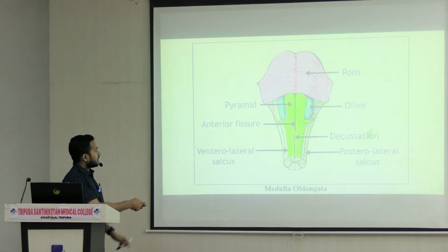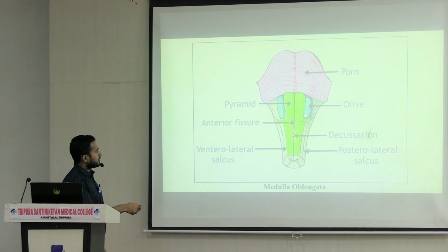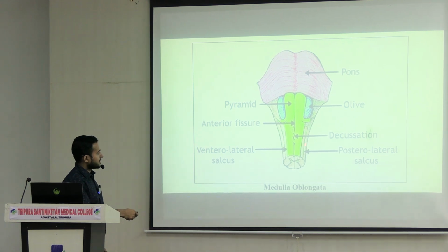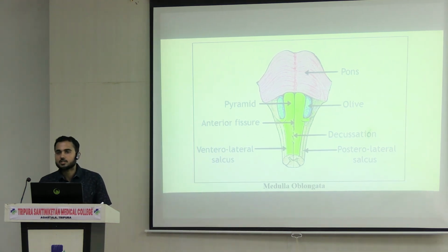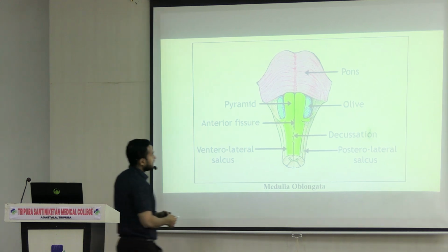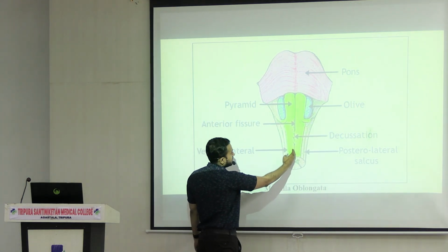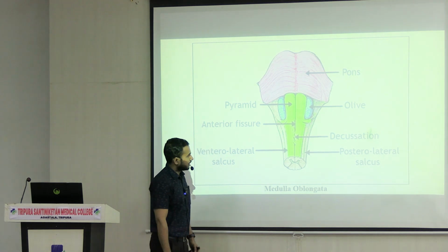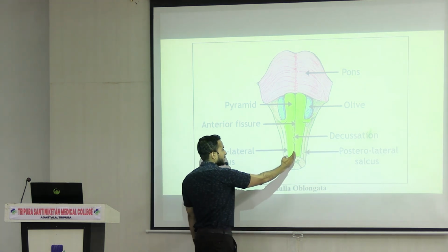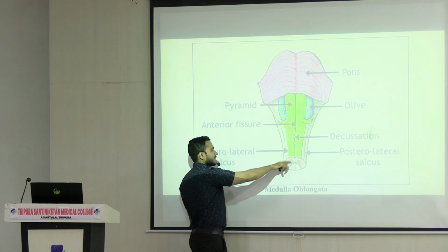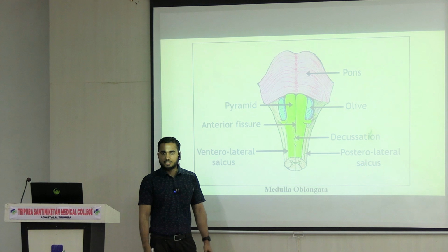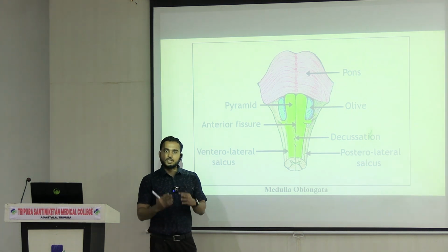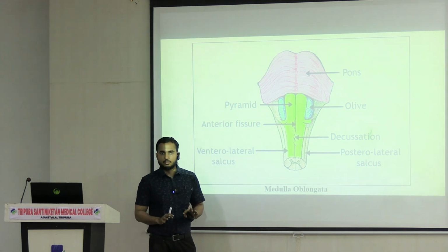Next, if you go more laterally, then here you can see another sulcus is present, that is called the posterolateral sulcus. So here, first you can see the anterior median fissure. Now this is the anterior aspect. Next, when you go to the posterior aspect, in the midline you will see a sulcus, that is called the posterior median sulcus, right? That is same in case of the spinal cord.